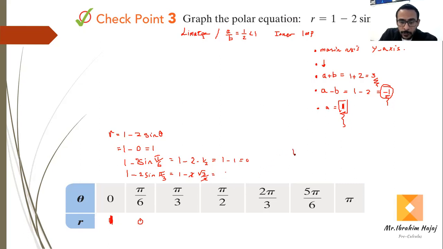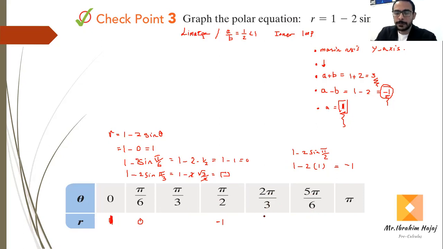Pi over 2: 1 minus 2 sine pi over 2. Calculate this one, guys, as a decimal. Sine pi over 2, which is sine 90, is 1. So it's a negative 1 now. Then 2 pi over 3, and so on.